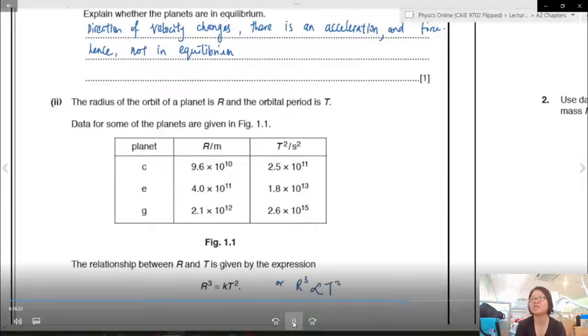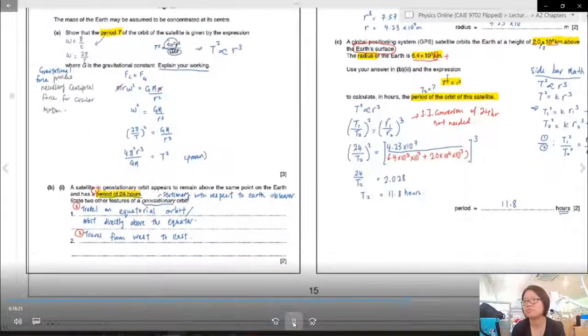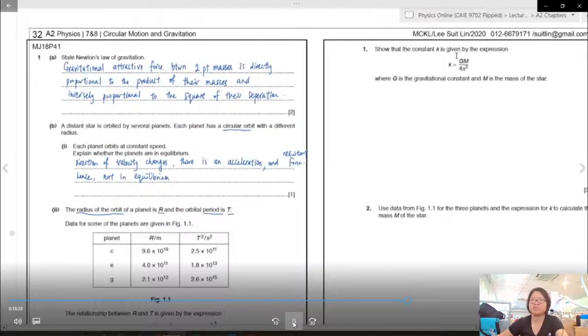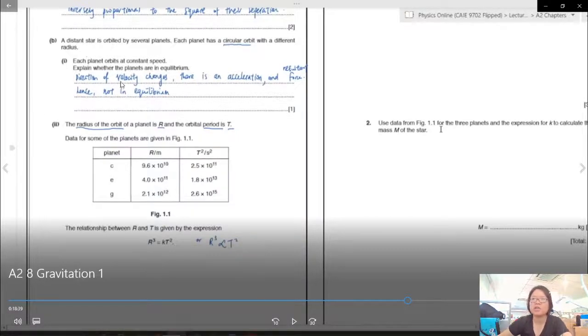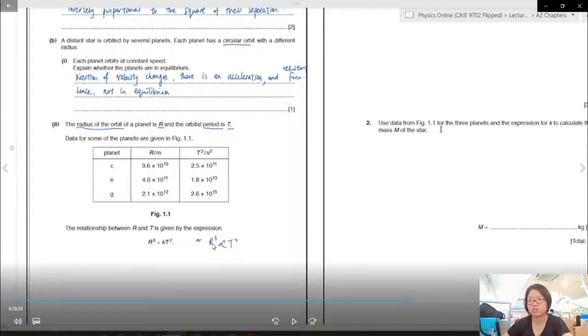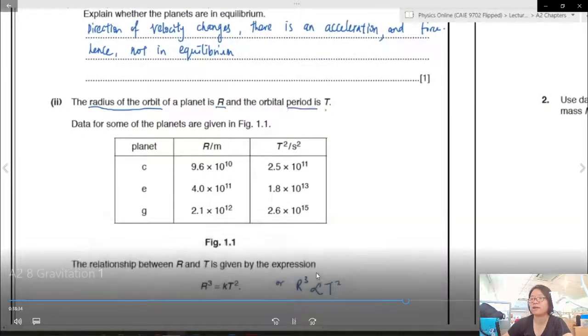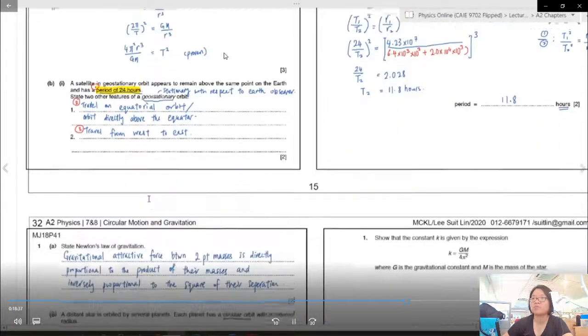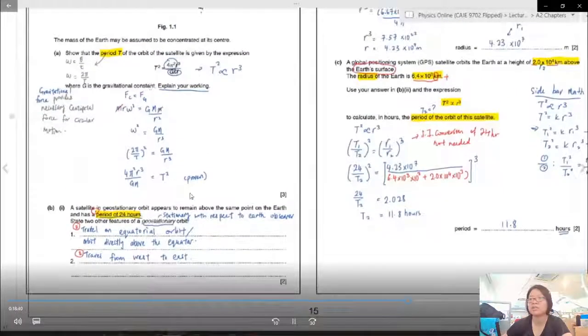Right now, you are given some data, okay, and you can see that the questions are fairly similar. You are given the radius of an orbit of a planet R, and the orbital period is T. You are given a bunch of planets, and they have a bunch of values of R and T. So the relationship between R and T is given by R cubed is equal to kT square. Once again, you encounter the form R cubed is proportional to T square, which is similar to the one that you did before. Okay, there, T square is proportional to R cubed. It's the same thing.